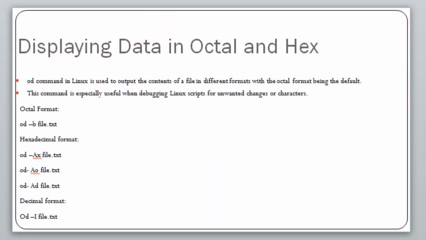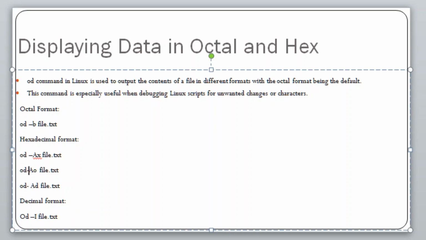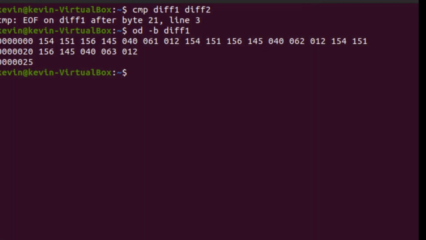Next, we'll look at how to display it in hexadecimal format. So we have od -Ax, od -Ao, od -Ad. Let's go ahead and check those out here.